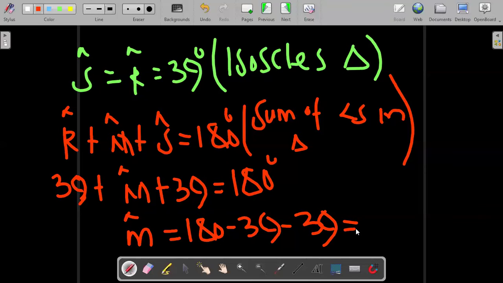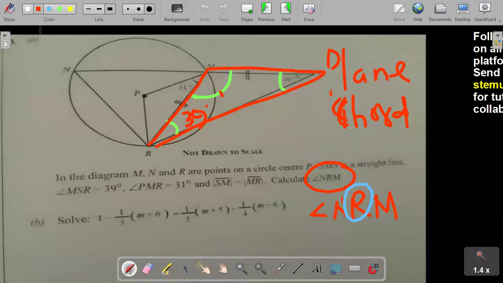What are we having if we subtract two 39s from 180? Let me use my calculator. 180 minus 39 minus 39 will give us 102. So angle M now is 102 degrees. So I will come back. This angle here now is 102 degrees. That's what they are telling us.